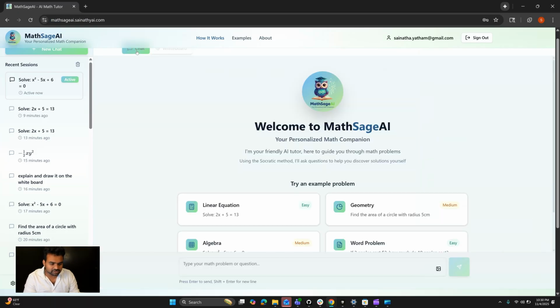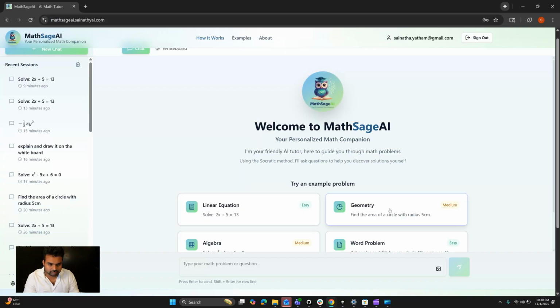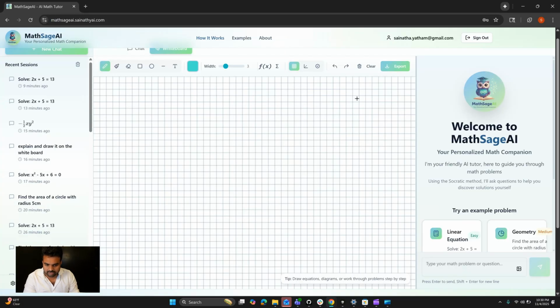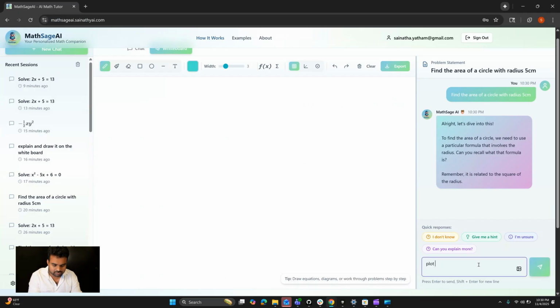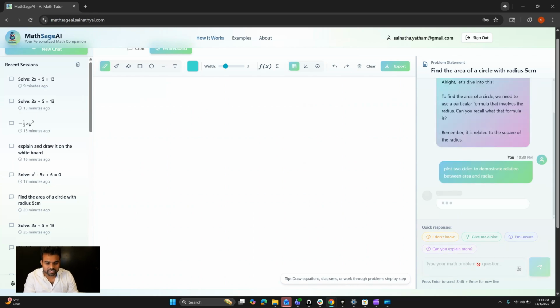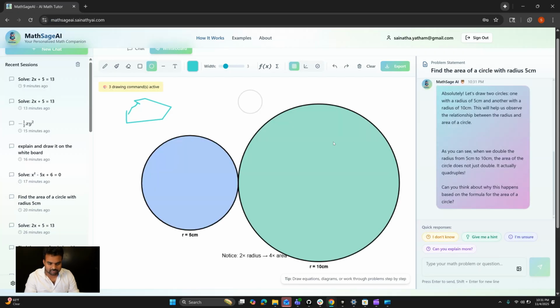So instead, you could just do a new chart, go to workspace and create it all. Go to geometry, plot two circles to demonstrate the relation between area and radius. So that's the whiteboard you have. While it draws, you can also draw. You can take a pen and draw your own shapes. It also draws something, and you can draw on top of it.